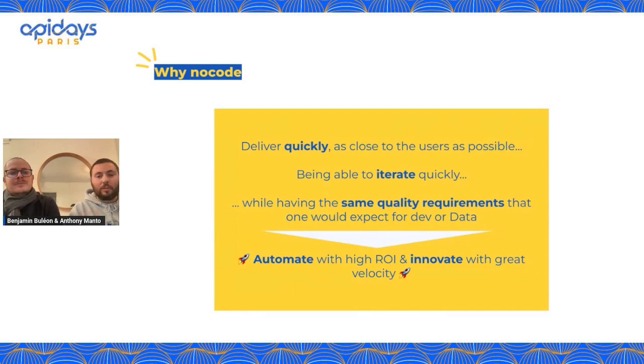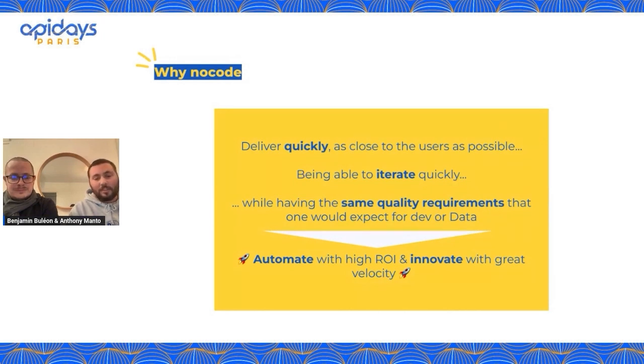So why do we use NoCode? As I say, it helps us to build quick solutions. It helps us to iterate. And as we are in the tech team of GoJob, we respect the same quality requirements as any other member of the tech team. So these three conditions help us to innovate with great velocity.